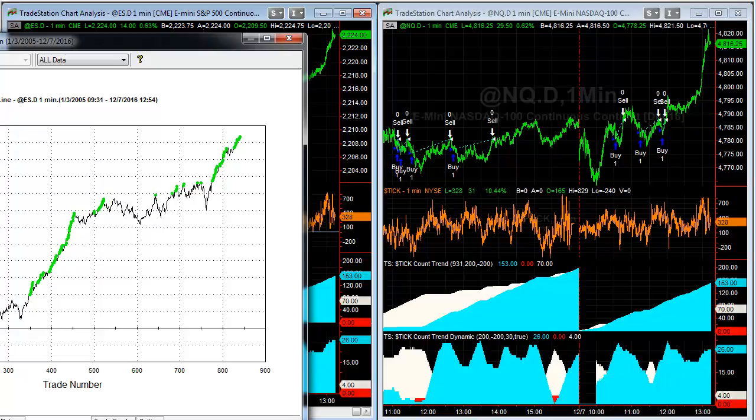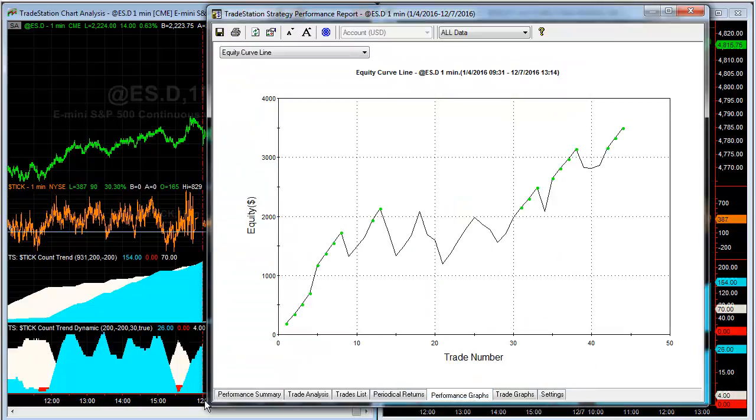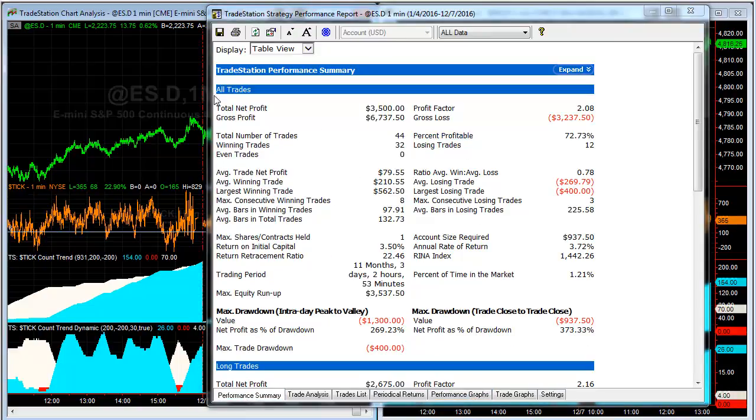tick pulse trades. So just in 2016, here are the results: $3,500 total net profit, $79.05 average trade profit, $1,300 drawdown. Here's the equity curve, very selective, not a lot of trades, 44 trades. It could be modified to take more trades. Potentially profit factor is 2, and there are so many ways to analyze this. Sometimes I have more ideas than time to test, including my money management algorithms, and how would that capture those straight line equity curves, etc.